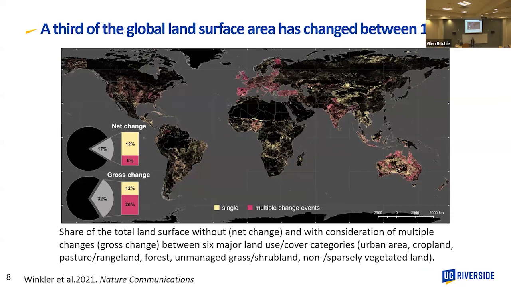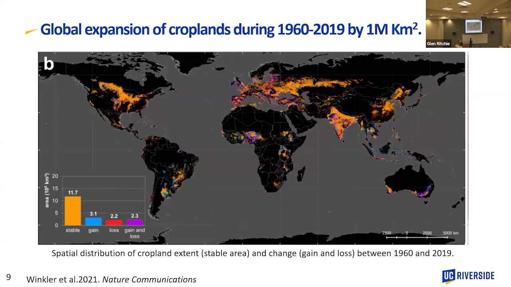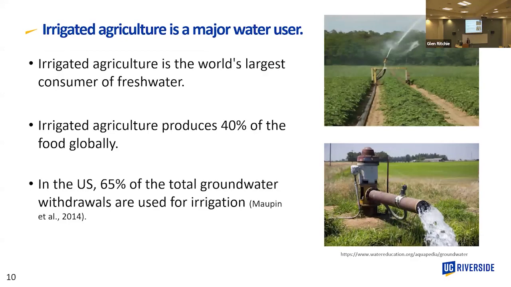There was a paper published in 2021 in Nature Communications outlining that about a third of the global land area has changed between 1960 and 2019. That's a lot of change. And the majority of the change, as you could guess, was the expansion of croplands by about 1 million square kilometers across the globe. So we are expanding the croplands because we want to provide food for the growing population.